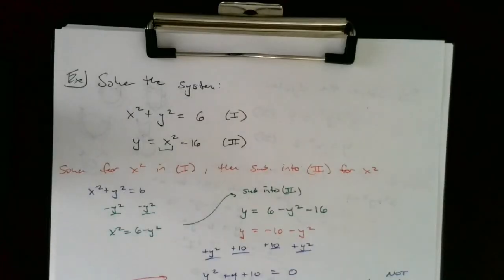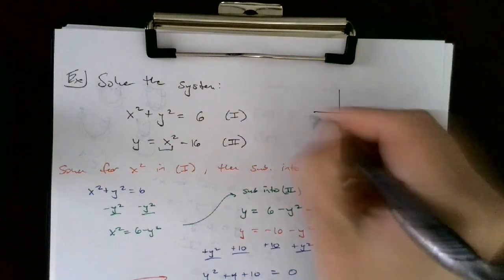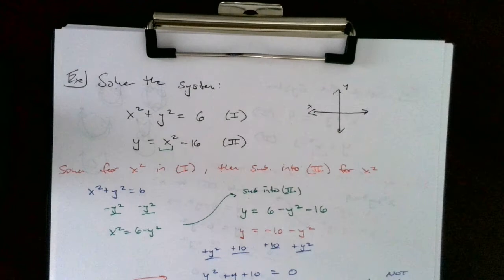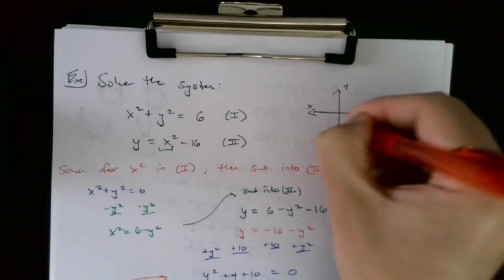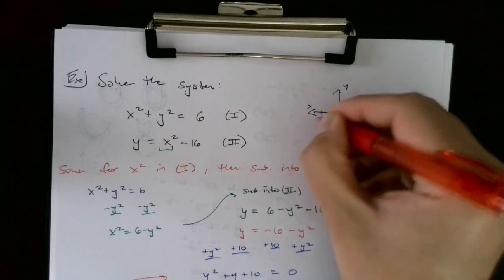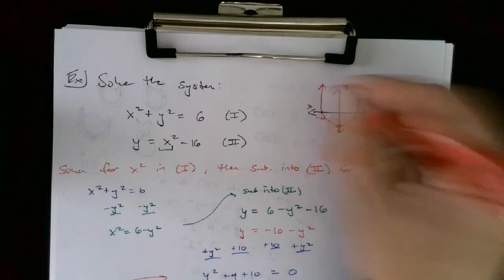What really happens in this case, just so you know, not that you have to show it, is if I was to draw this as an x and y axis, just to give you a quick sketch, the y equals x squared minus 16 is a parabola that shifted down to negative 16. It'll intersect here at 4 and negative 4. So the parabola would look like this.